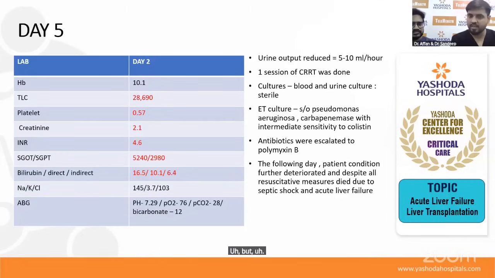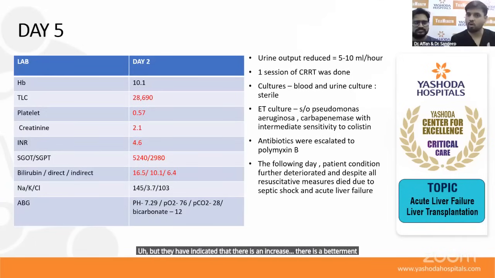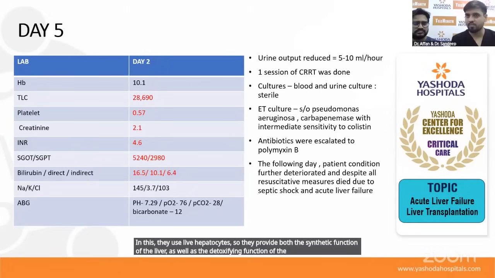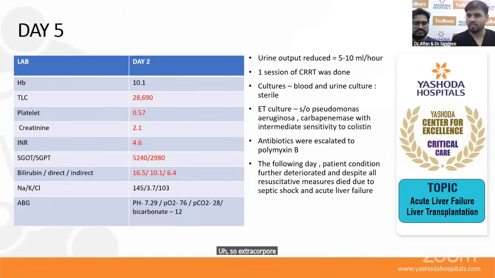But they have indicated that there is a betterment of the coagulopathy and the encephalopathy, but there is no improvement in the mortality benefit in the patient by using these two systems. The only one with the mortality benefit was found to be high-dose Plex. And apart from this, there are bioartificial liver support systems. In this, they use live hepatocytes, so both the synthetic function and the detoxifying function of the liver can be performed. So extracorporeal liver assist devices have been developed, sir, but till now they are in trials and there is not much benefit as of now, sir.